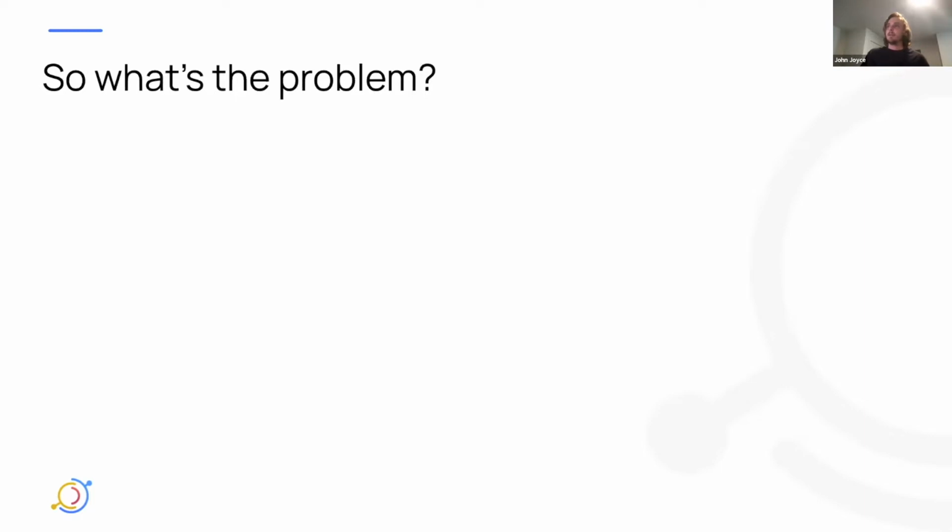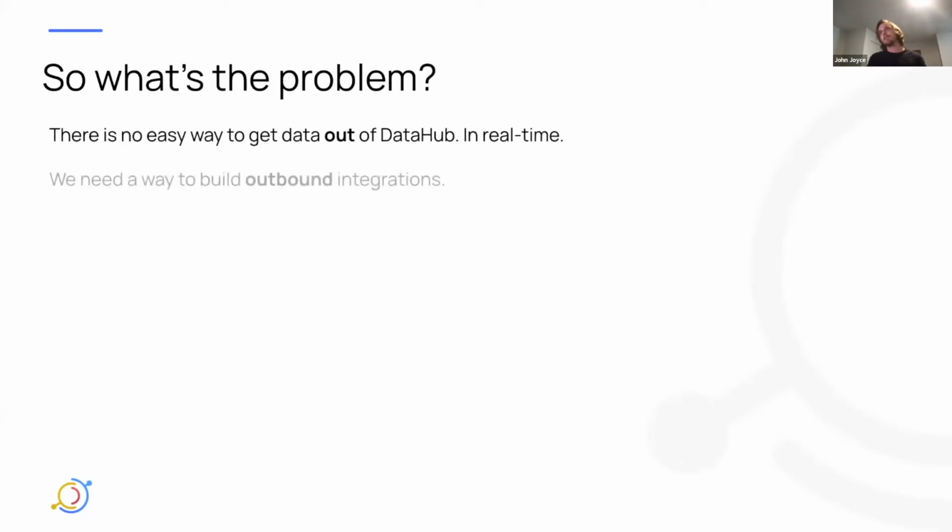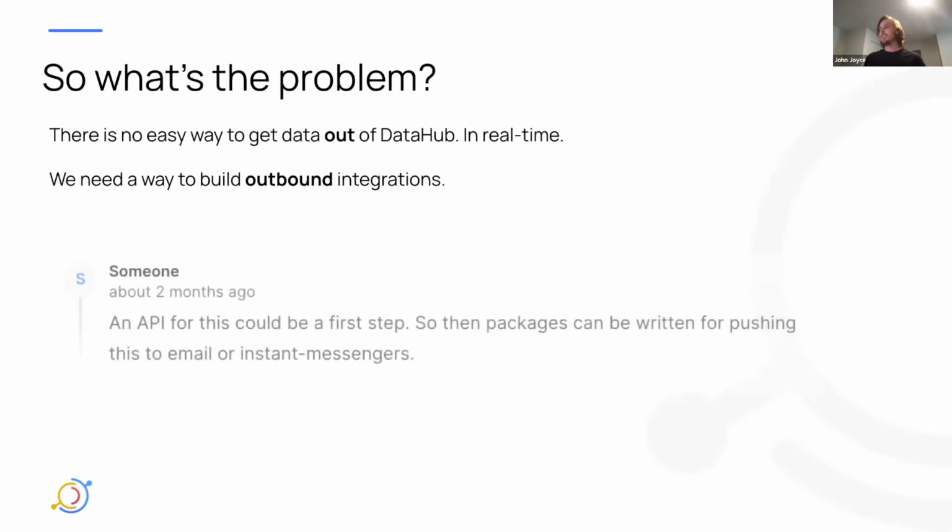So just restating the problem clearly, we found that there was no easy way to get data out of DataHub in real time. And we needed a way to build outbound integrations, similar to how we have a way to build inbound integrations via the ingestion framework. And one particularly insightful member of our community on the feature request board suggested that we could build an API for this so that packages could be written for publishing to different systems. And we thought that was a pretty good idea.